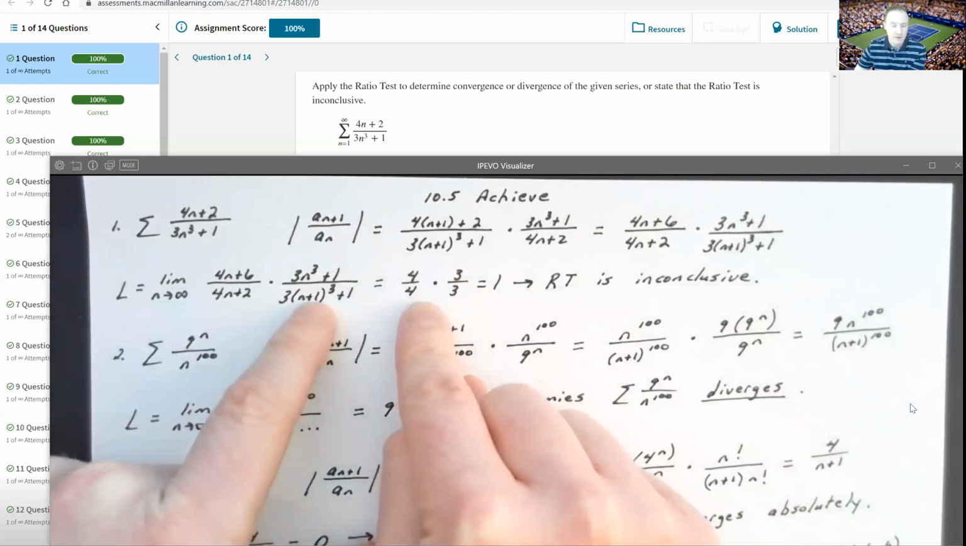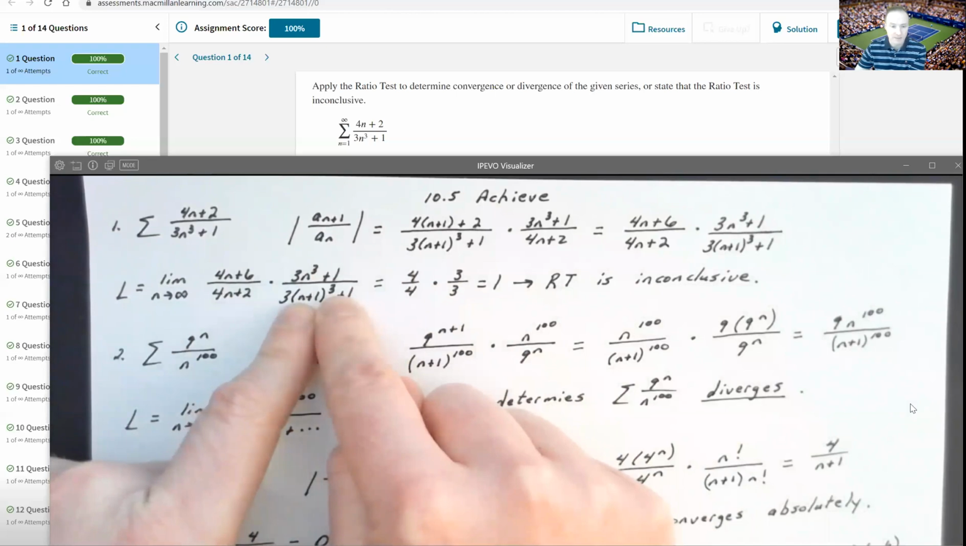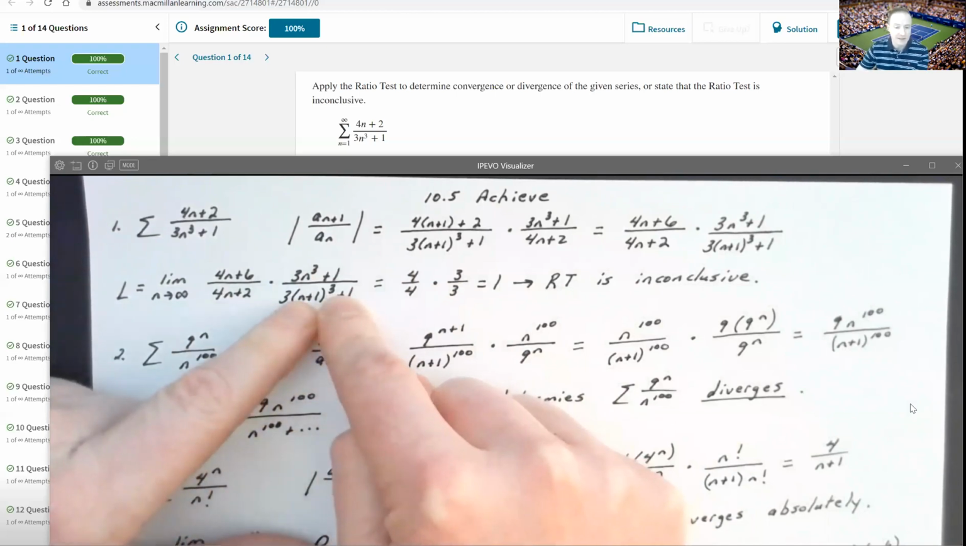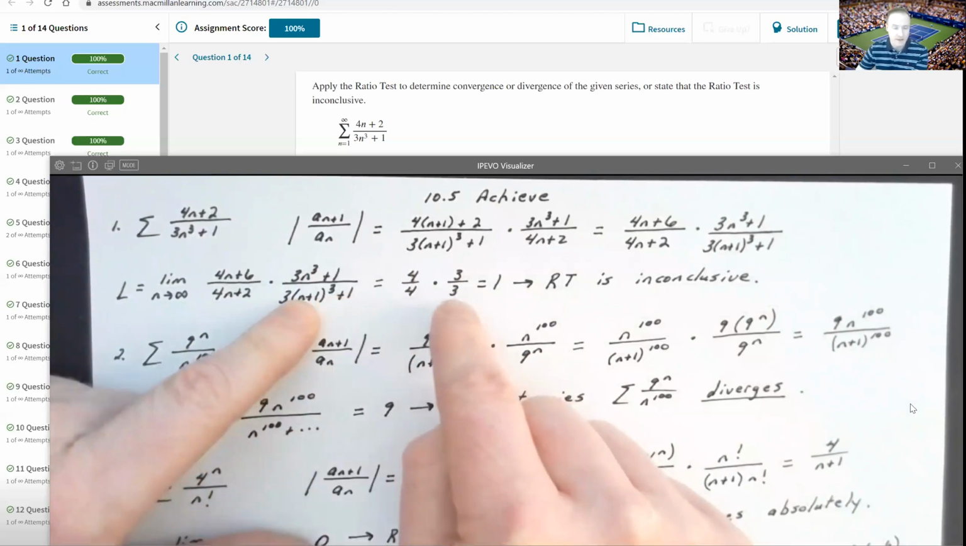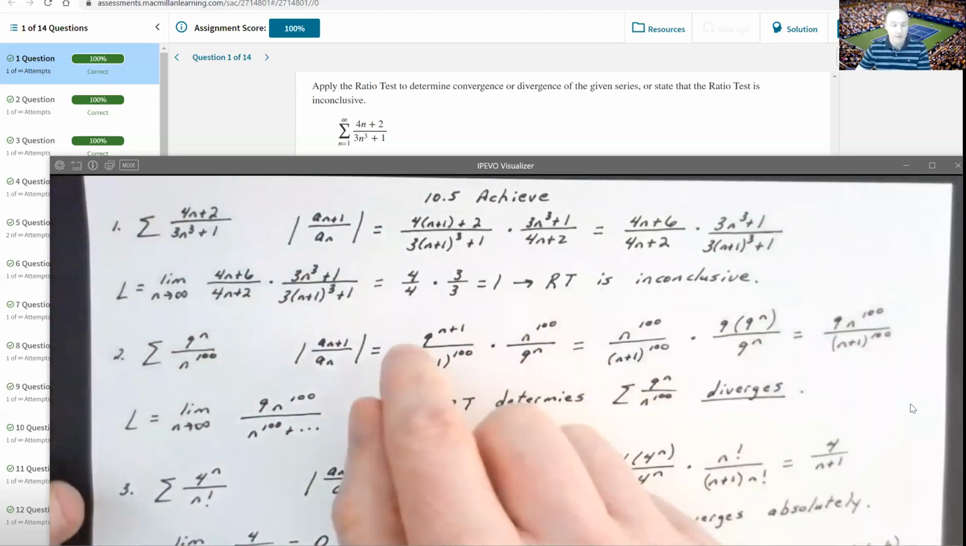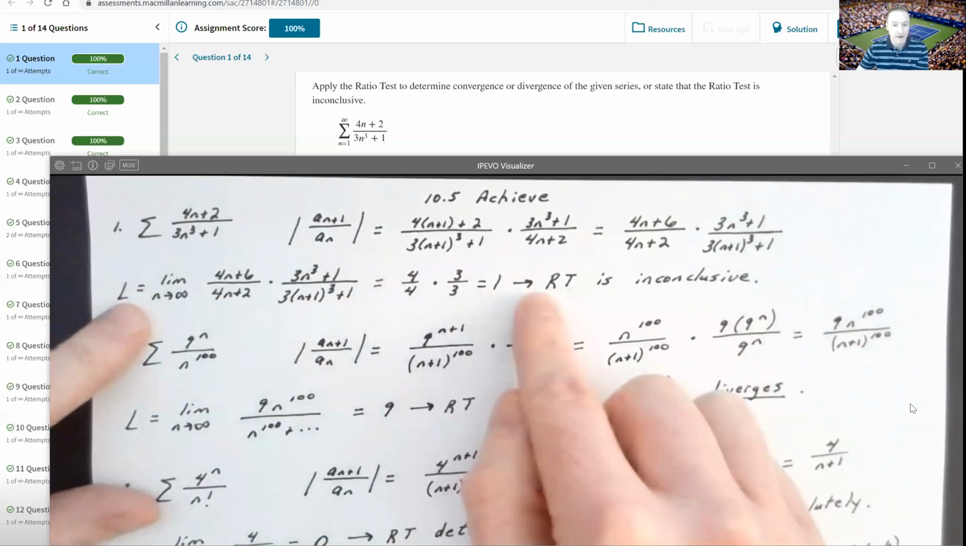The second one, does it matter that this is 3n cubed and this is 3 times n plus 1 cubed? No, it's still a polynomial in which the leading term would be 3n cubed. So the rest of the terms in there don't matter. And you just say, well, again, it's going to be the fraction of the leading coefficients, 3 over 3. So clearly, my limiting value is 1.